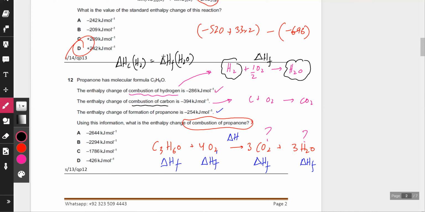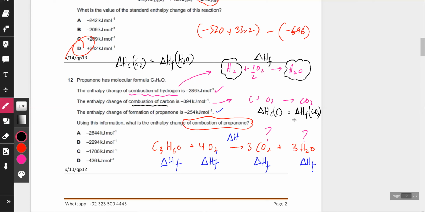Now similarly, enthalpy change of combustion of carbon is the same as enthalpy change of formation of CO2, because they represent the same reaction: carbon burning in oxygen to produce carbon dioxide. What is enthalpy change of formation of carbon dioxide? That 1 mole of carbon dioxide is produced from its elements. It's the same exact reaction.